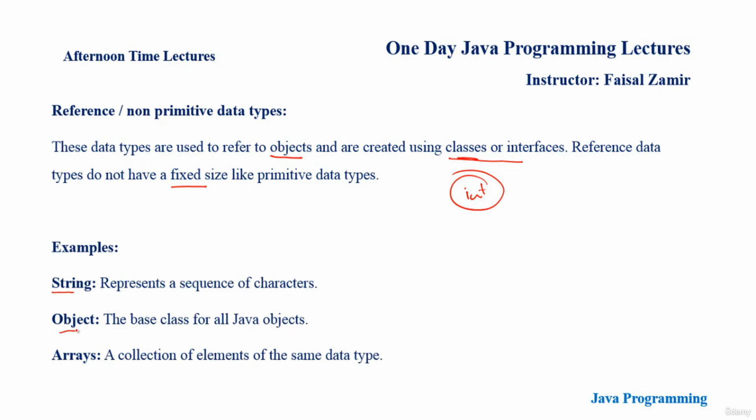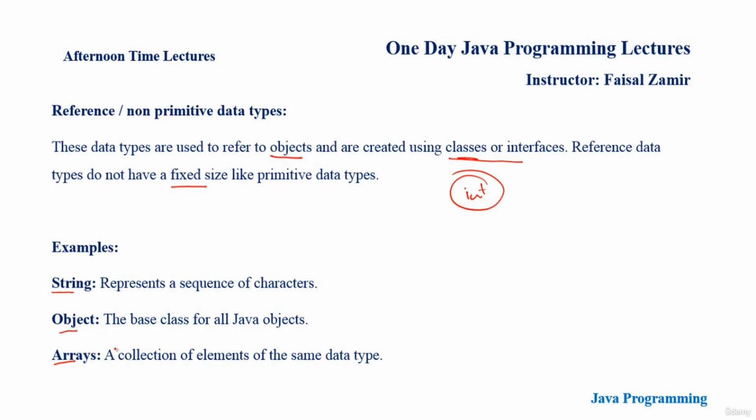Object: you know that Java is a class-based programming language. When we create a class, after creating the class, we have to create an object. An object can contain any methods and attributes. Another is array. Array is a collection of different elements which can store values of the same data type. For example, names of the students, student marks. So an array can contain multiple values of the same type. So this is all about non-primitive or reference data types.